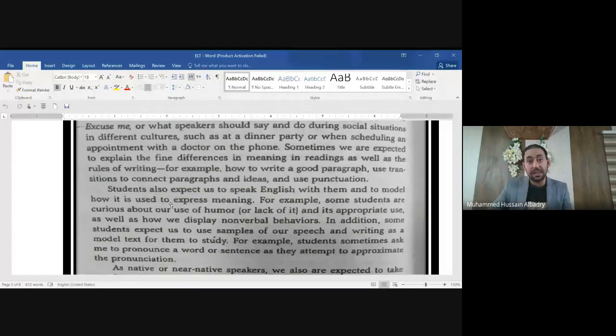I mean, another example. You see that this is a role of authority. Okay, authority, language authority, to speak English with them and to model how it is used to express meaning. Some students are curious about our use of humor or lack of it, as well as how we display non-verbal behaviors. In addition, students expect us to use samples of our speech and writing.